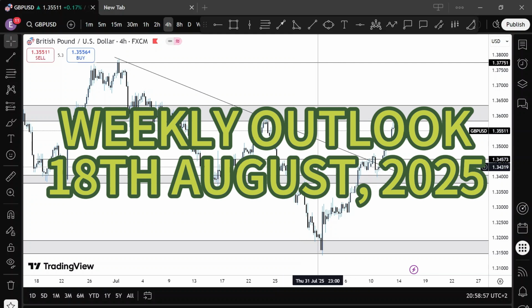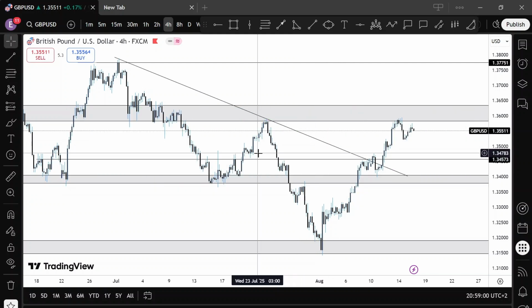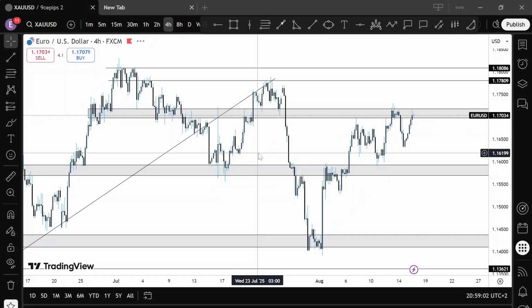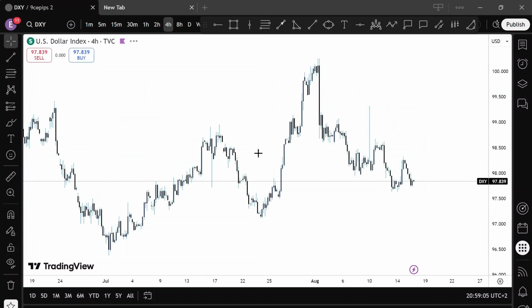Hello guys, and welcome to weekly outlook here on pound USD. We've got Euro USD, gold, USDCAD, and DXY.